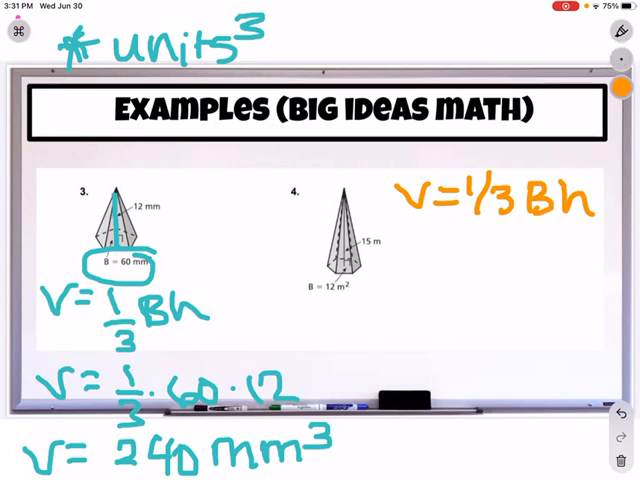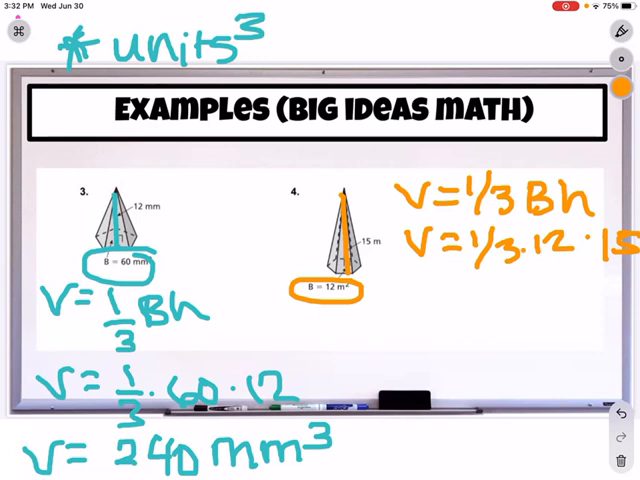Here, our base shape has 1, 2, 3, 4, 5, 6 sides. That's a hexagon. I did not tell you what the area formula of a hexagon is, which is why they give us the area formula, which is why they give us the capital B. So what you would do is plug in your 1/3, plug in your base, 12, and multiply your height, which is right smack in the center, 15.